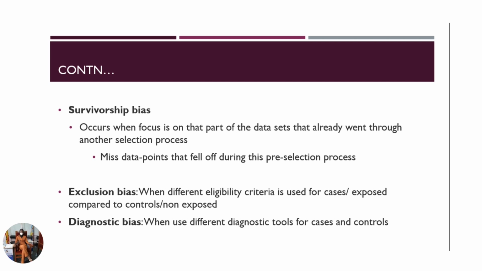Then you have diagnostic bias. It occurs when you have different diagnostic tools for cases and controls. For example, you have this disease you're trying to diagnose in cases and controls, but the cases you give them a different diagnostic tool to confirm disease, and then the controls you also give them a different diagnostic tool. So it results into diagnostic bias.